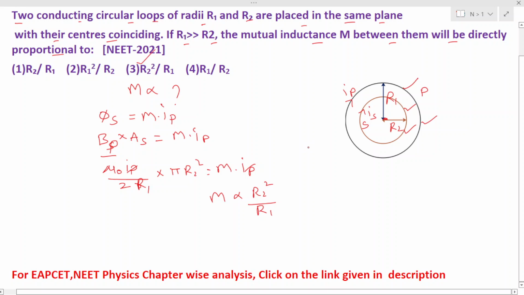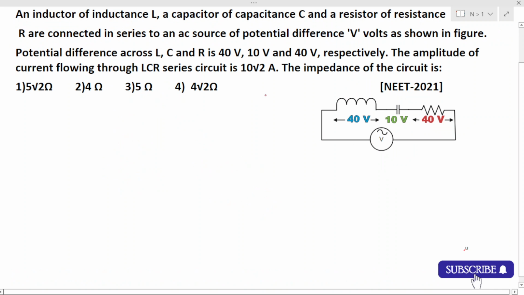Now let us move to our next question. An inductor of inductance L, a capacitor of capacitance C and a resistor of resistance R are connected in series to an AC source of potential difference V volts as shown in the figure. Potential differences across L, C and R are 40 volt, 10 volt and 40 volt respectively. The amplitude of the current flowing through the LCR series circuit is 10 root 2 ampere. The impedance of the circuit is.